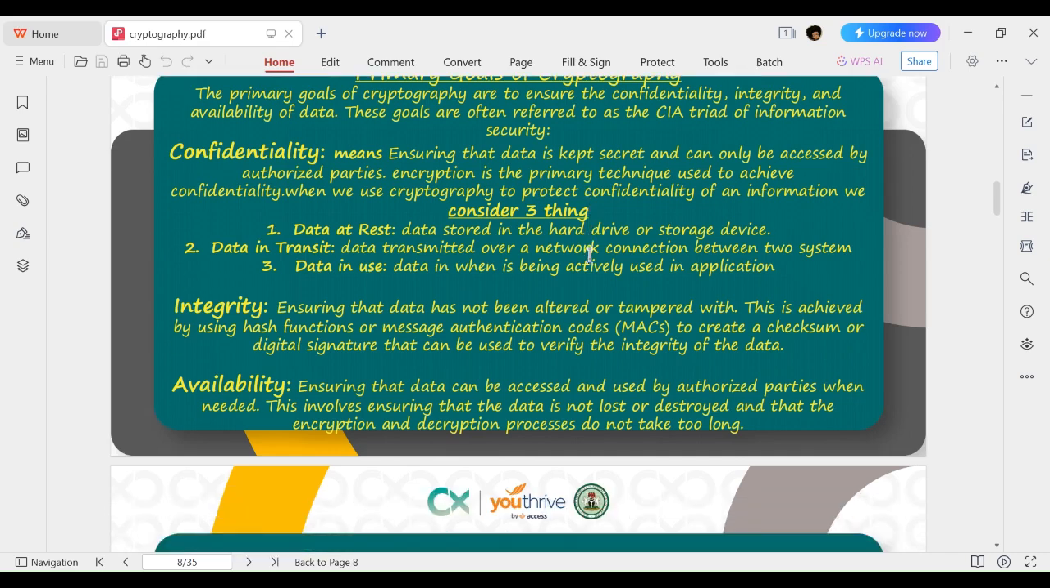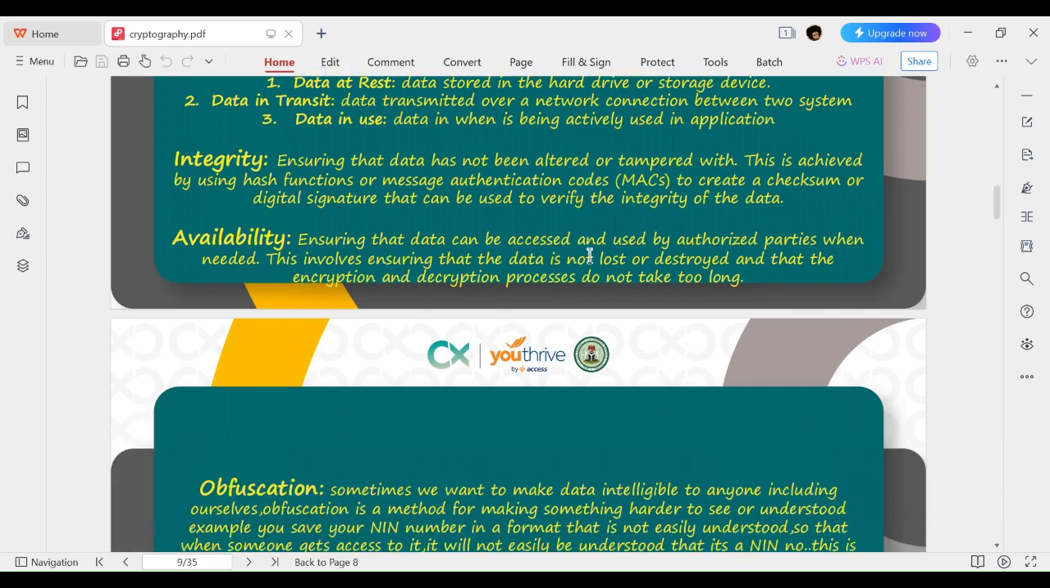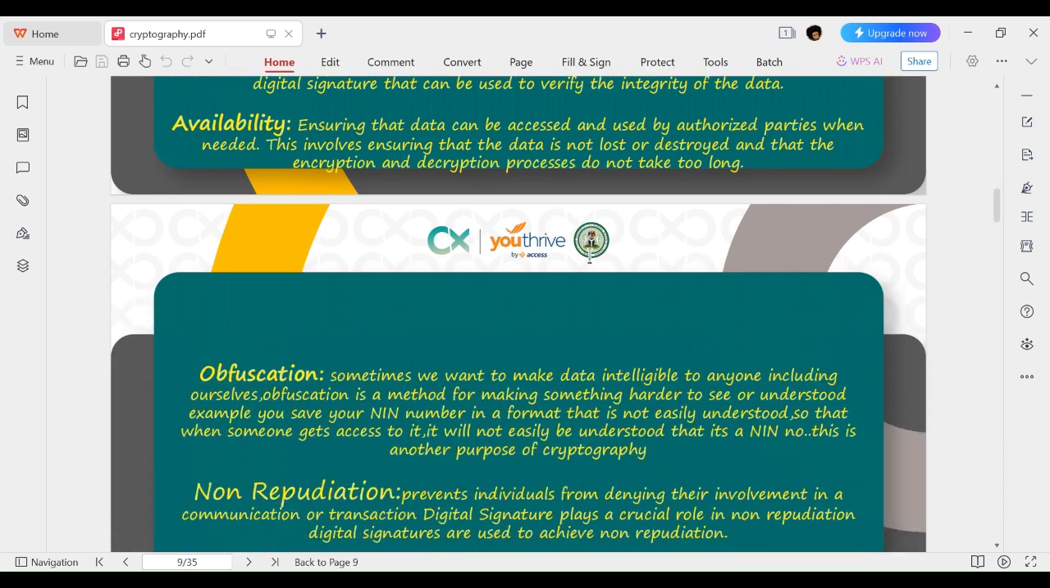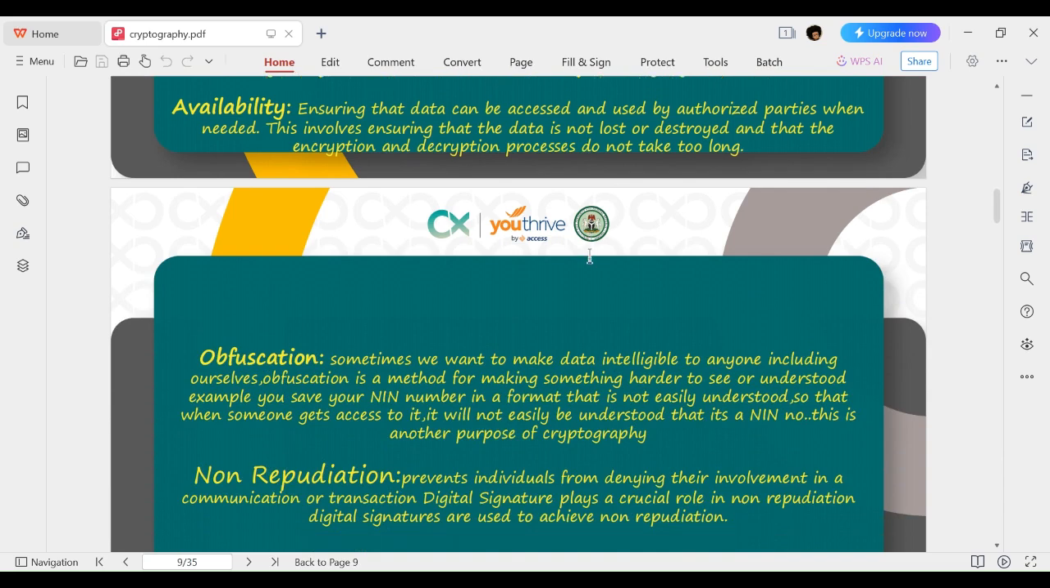The next goal of cryptography is availability. Availability is ensuring that the data can be accessed and used by the authorized parties when needed. This involves that the data is not lost or destroyed and that the encryption and decryption process do not take too long.